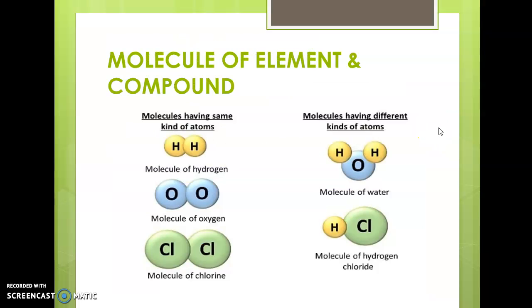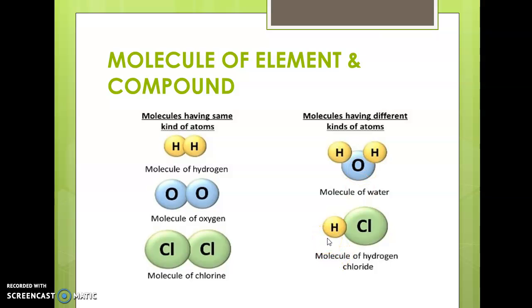Now let us know more about the molecule of an element and the molecule of a compound. You can very well see molecules having the same kind of atoms, like hydrogen H2, oxygen O2 and chlorine Cl2. So these are the same kinds of atoms. Two atoms of chlorine combined to form a molecule of chlorine. So this is a molecule of an element. With different kinds of atoms, for example, hydrogen and oxygen, two different elements, H2O, this is a compound. Different atoms combined.